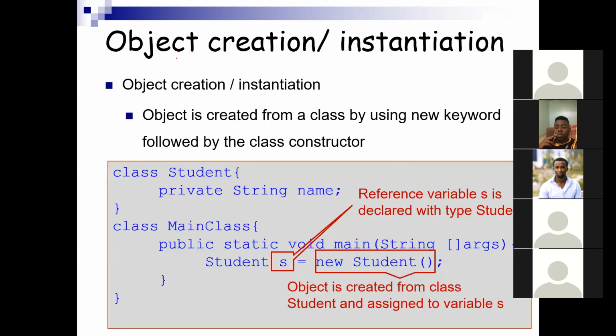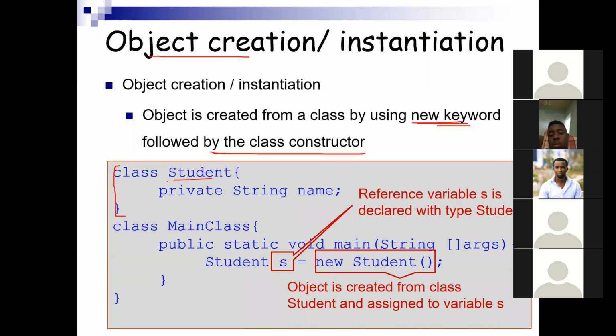So the way we create the object is using a new keyword, of course, followed by the class constructor. If you haven't created any constructor, then that will be the default constructor. So for example, if you look at the student class, now you can see a concept whereby you can have more than one class in one program.